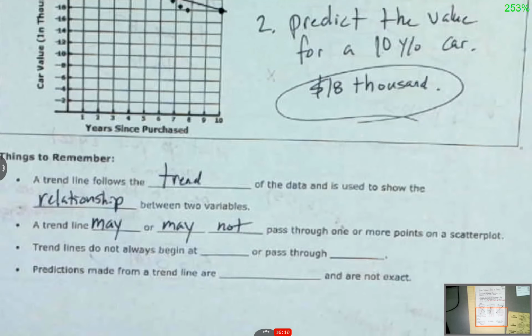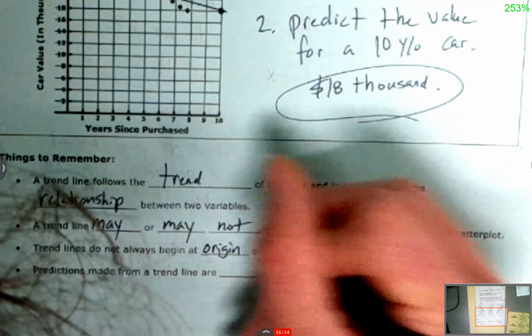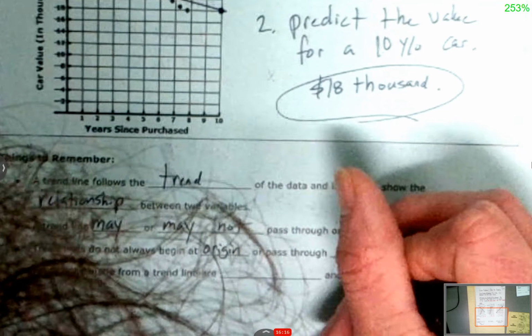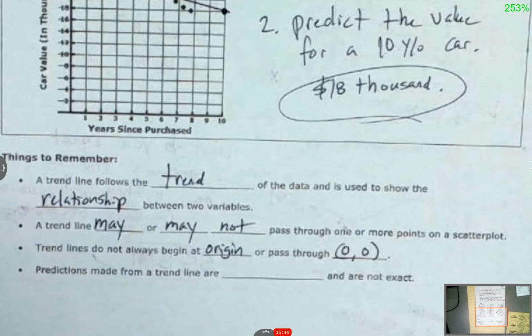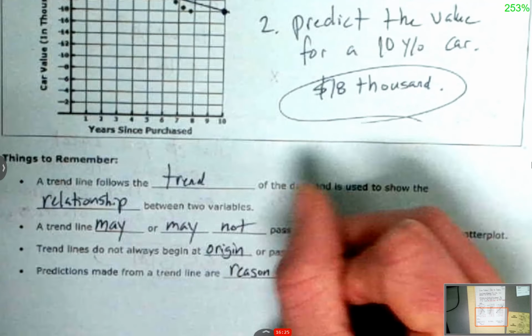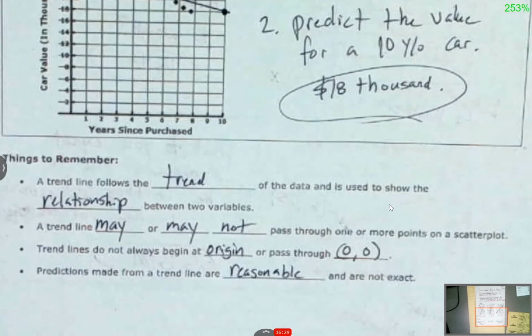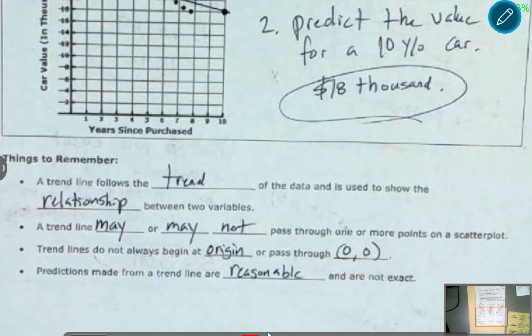Trend lines do not always begin at the origin or pass through 0, 0. And predictions made from a trend line are reasonable and are not exact. It's not about finding the exact number. You can't predict for certain how much a baby's going to weigh based on its height. There are other factors. But you can make general predictions.